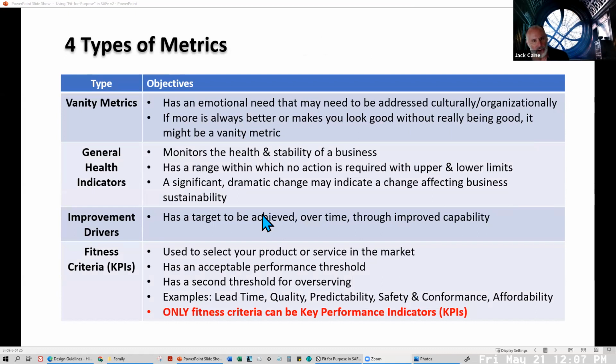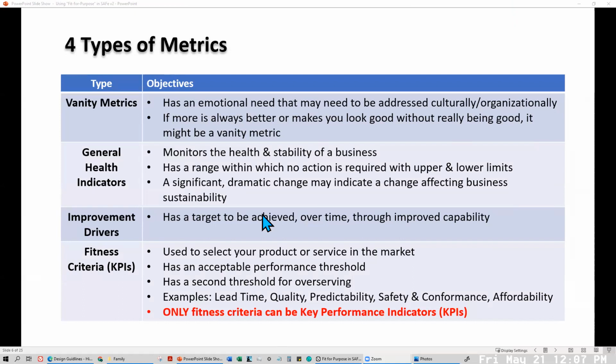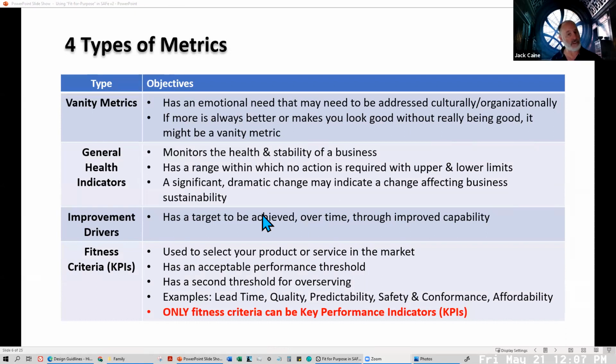So a little bit more information about the four types of metrics that come out of the book. Vanity metrics have an emotional need that may need to be addressed either culturally or organizationally. If more is always better or makes you look good without really being good, it might be a vanity metric. General health indicators, on the other hand, are kind of like a heartbeat. They monitor the health and stability of a business. Typically, these indicators have a range within which no action is required, with upper and lower limits. A significant or dramatic change in a general health indicator result may indicate a change affecting business stability.